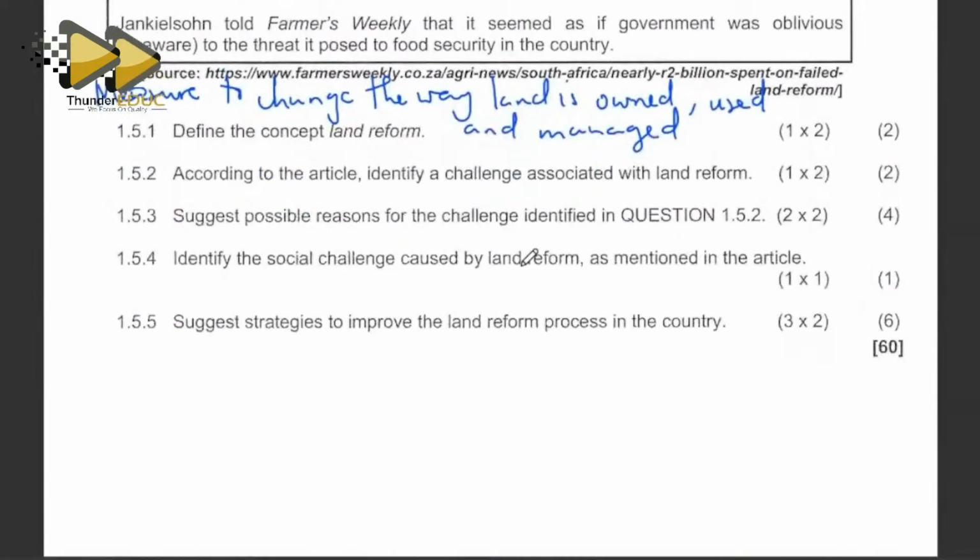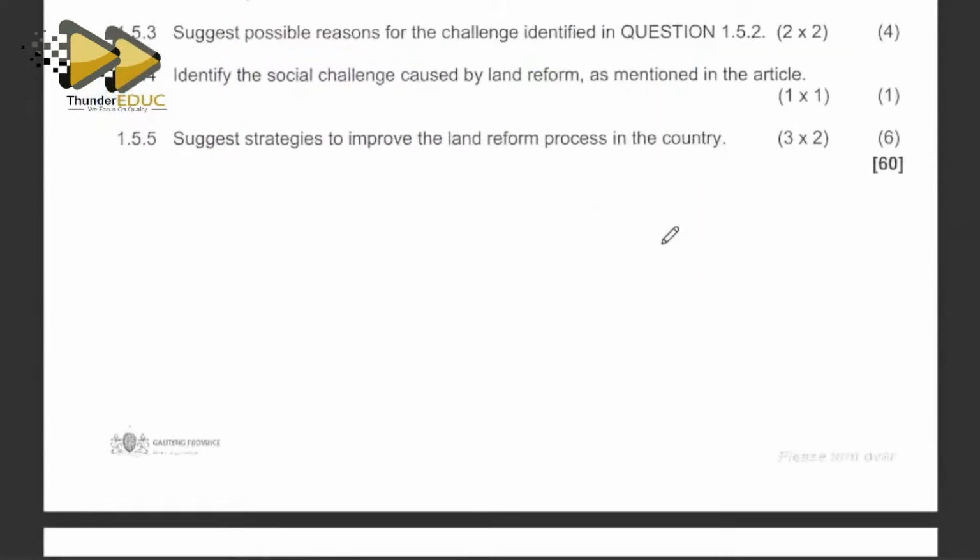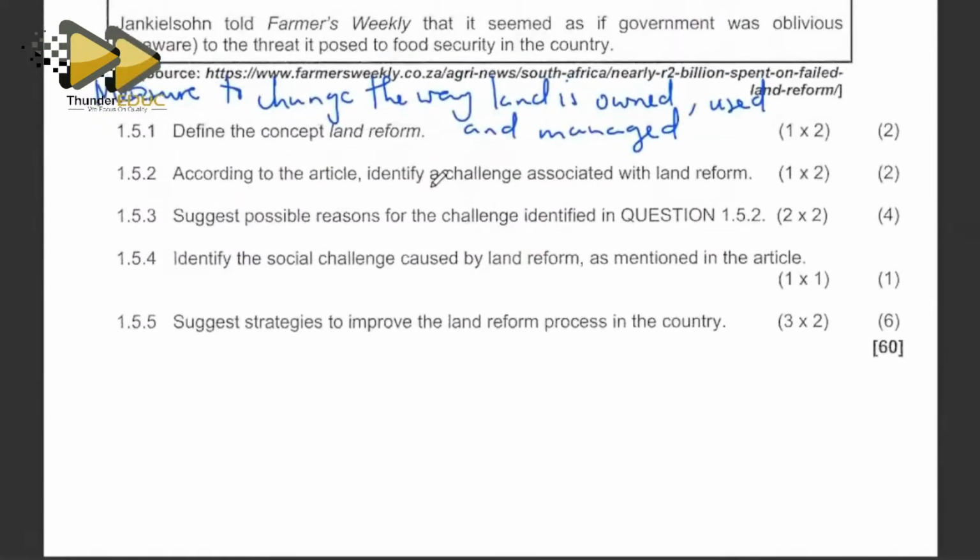All right. Suggest possible reasons for the challenge identified in the question. What are the possible reasons for the challenges? Why are those farmers not utilizing the land for commercial production, or why are they not utilizing the land for the intended purposes? Right. You can talk of budgetary constraints.